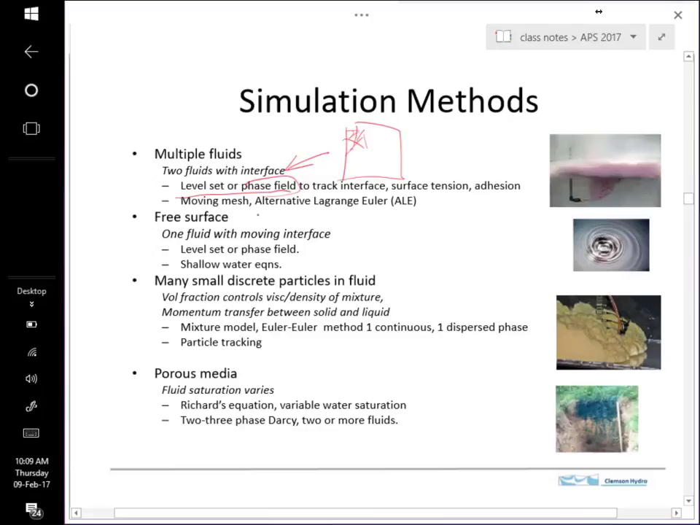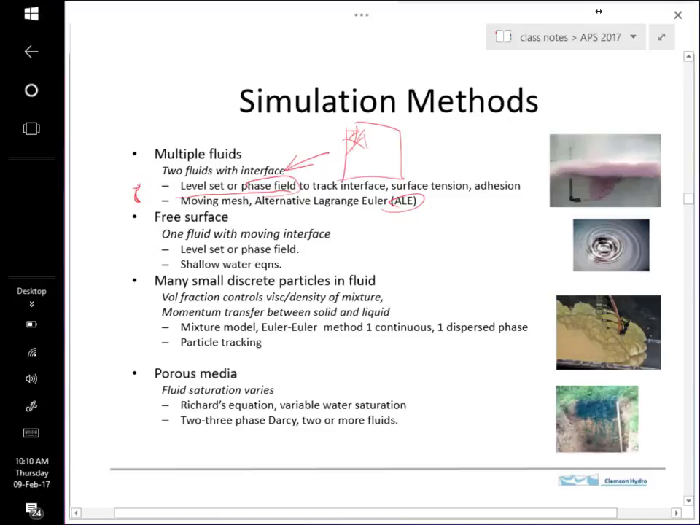Another approach is to start off with two fluids that we identify, and we identify the interface between them, and then we move that interface and we move the whole mesh with the fluid. Okay, so that'll be another approach. It uses a technique called arbitrary Lagrangian-Eulerian, or ALE, moving mesh, and these each will have some advantages and disadvantages.